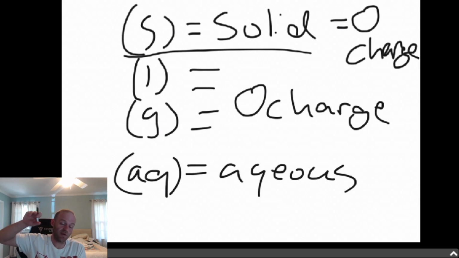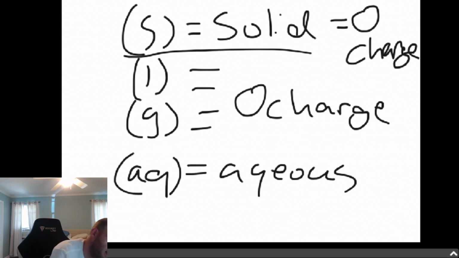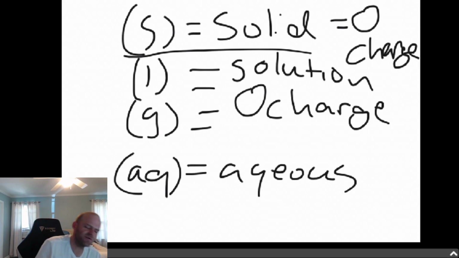But if it's represented with a G, that means that it has no charge. That means it's just in its natural form. Now the AQ is to represent something that's been dissolved or broken down in solution. And that's what L is. L is the solution. So the only time you'll ever see L is behind water or maybe different kinds of solvents, but for the most cases in your coursework, L will only be used for water.